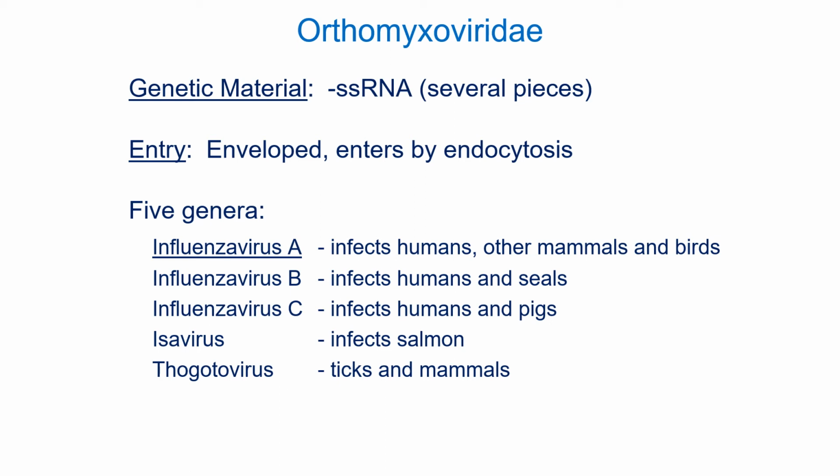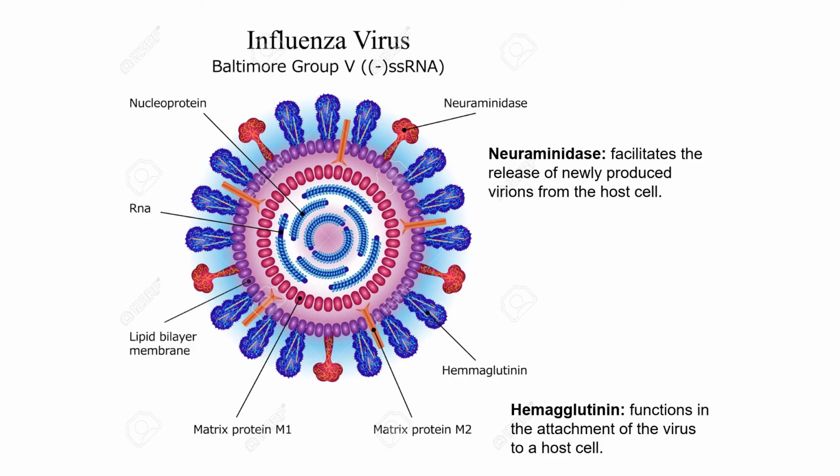But we will come back to these again when we talk about how viruses can mutate, how they can change, and how they're spread. These are negative, single-stranded RNA viruses, although the RNA is found in several pieces. They're enveloped and they enter the host cell by endocytosis. There are several different forms of influenza, and once again, like most viruses, they're very specific when it comes to what species they infect.